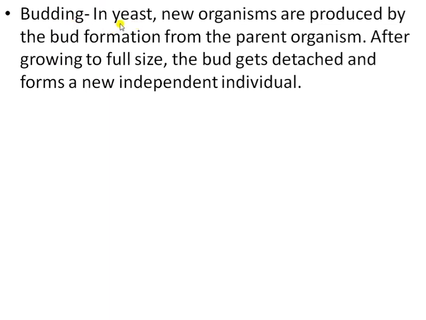Budding in yeast is the example. Here the new organisms are produced by bud formation from the parent organism. After growing to full size, at the maturity level, the bud gets detached and forms a new independent individual. In yeast, a new yeast is produced by bud formation from the parent organism. When they get mature, the bud gets detached and forms a new independent individual. Yeast is formed.